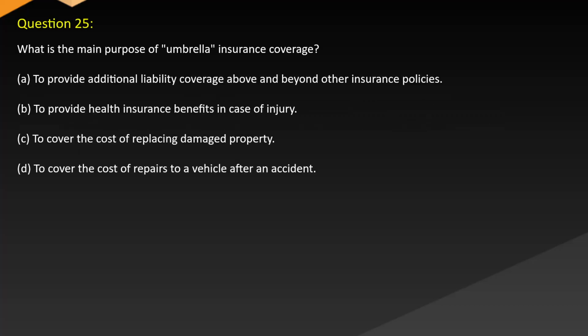Question 25. What is the main purpose of umbrella insurance coverage? A. To provide additional liability coverage above and beyond other insurance policies. B. To provide health insurance benefits in case of injury. C. To cover the cost of replacing damaged property. D. To cover the cost of repairs to a vehicle after an accident.